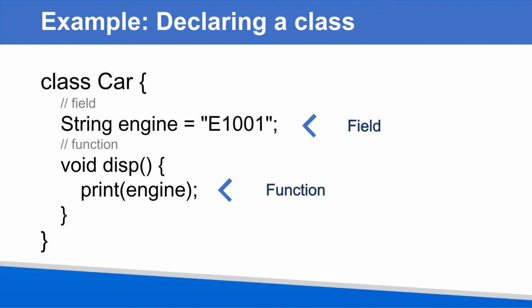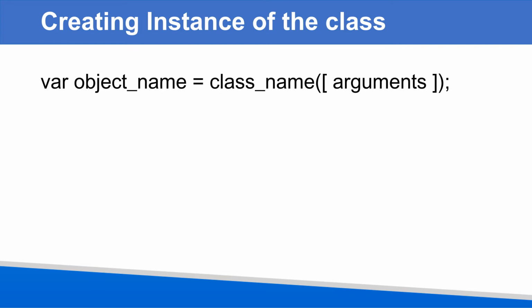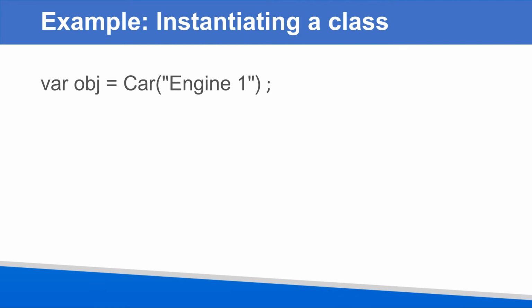So, how to create an instance of the class? Here is the syntax on how to create an instance of the class. var objectName = ClassName(arguments). This statement shows how to instantiate the Car class. So first, var, then the variable object is equal to Car, open and close parentheses, engine1.